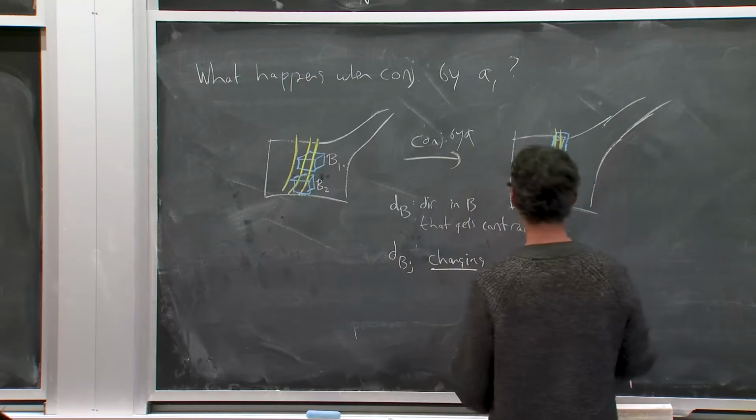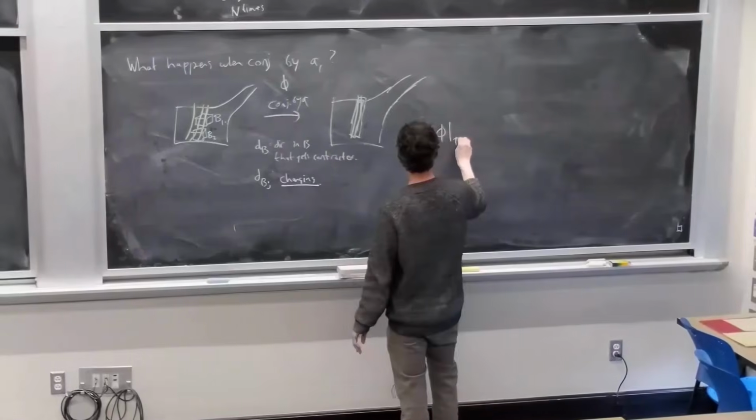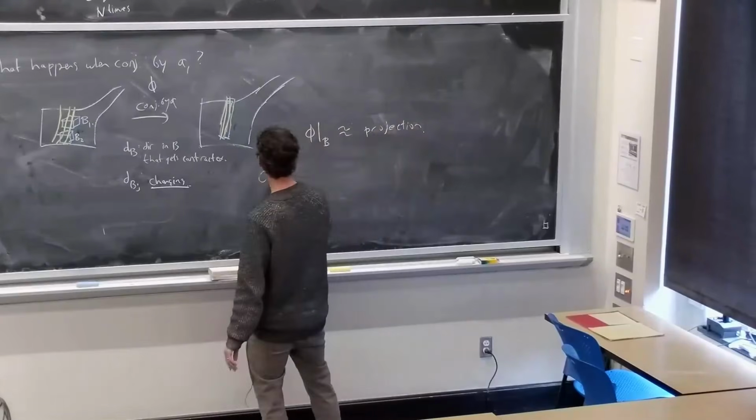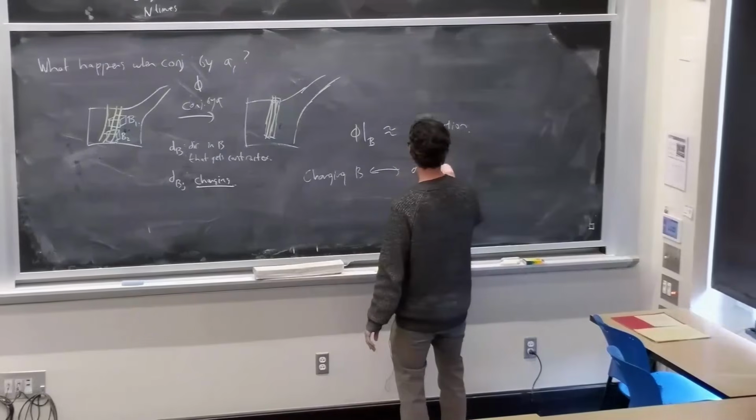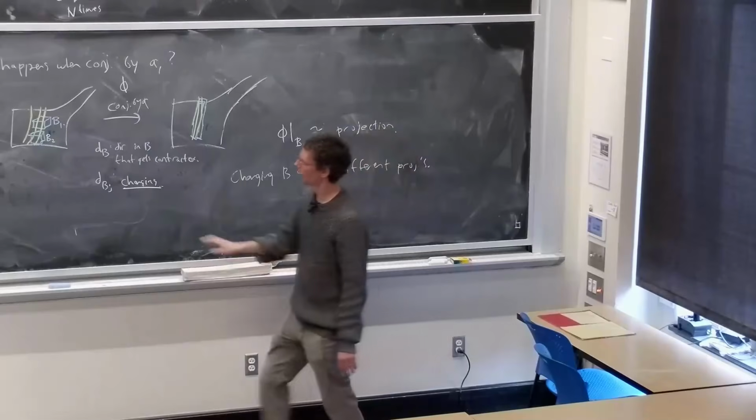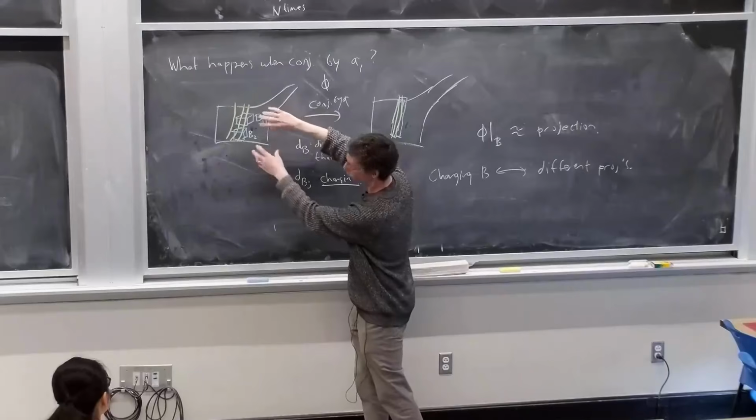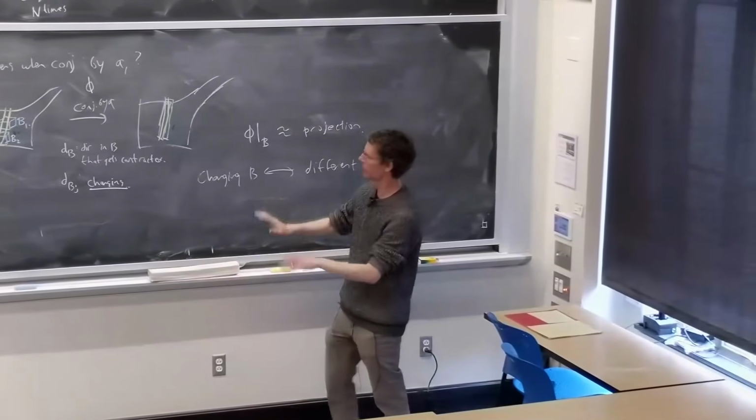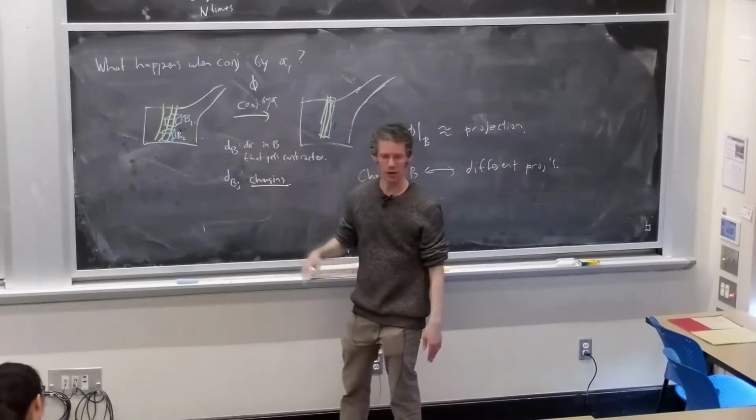So let's call this conjugation map phi. So phi restricted to B is sort of like a projection, and changing B is sort of like looking at different projections. So we have one set of orbits, but they pass through a bunch of boxes, and so we're applying different projections to them. So this is roughly how projection theory comes into understanding what these orbits look like, which has applications in different areas.